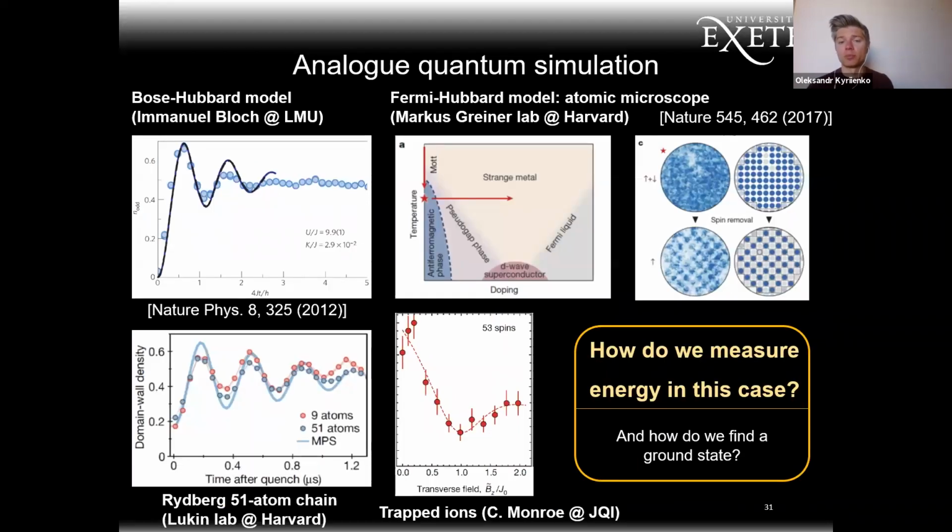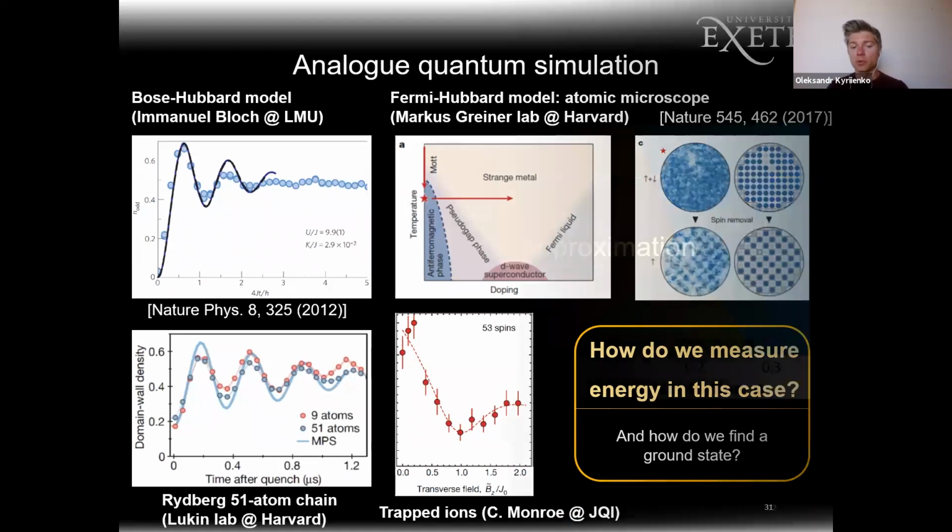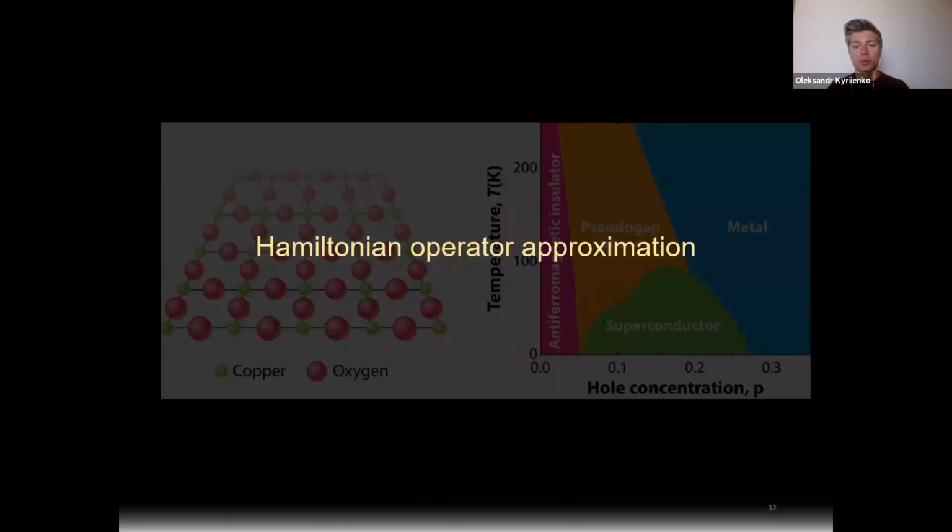Again, in analog simulation, because you could apply Hamiltonian dynamics as your effective gate count, but you don't want to repeat measurements, especially if you cannot adjust any basis you want, but can only measure certain observables. So how do we measure energy for an analog simulator? And this is what we call Hamiltonian operator approximation.